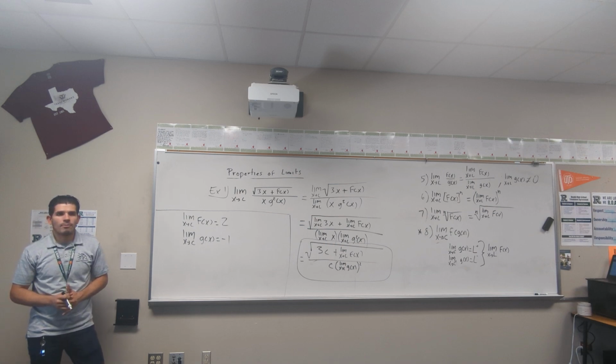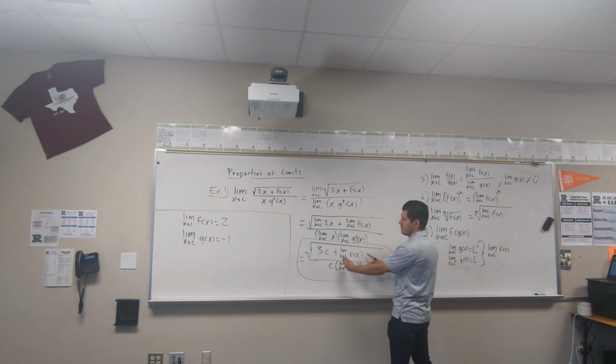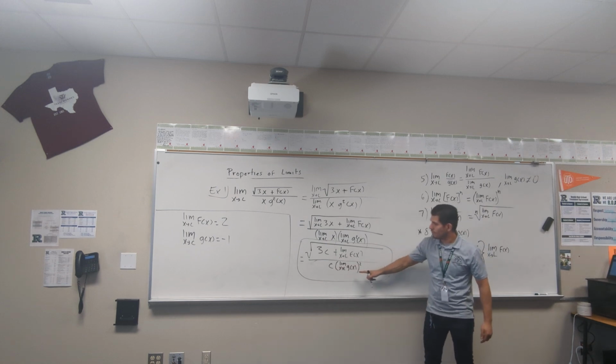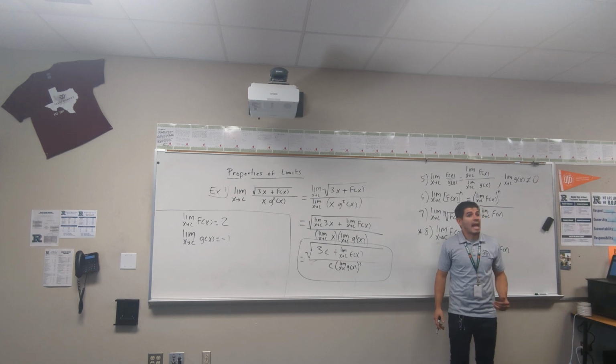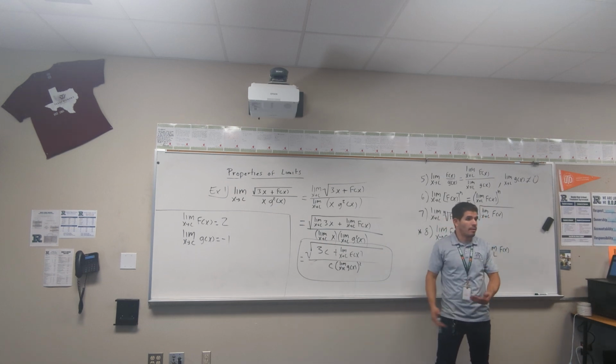Yeah. Now what would you do? Plug it in. You will substitute this right here with a 2. So then it will become 3c plus 2. And this will become c times, well, technically, 1, because it's -1 squared. And then at that point, would you say that it has been solved? Yes, because the word limit is gone.